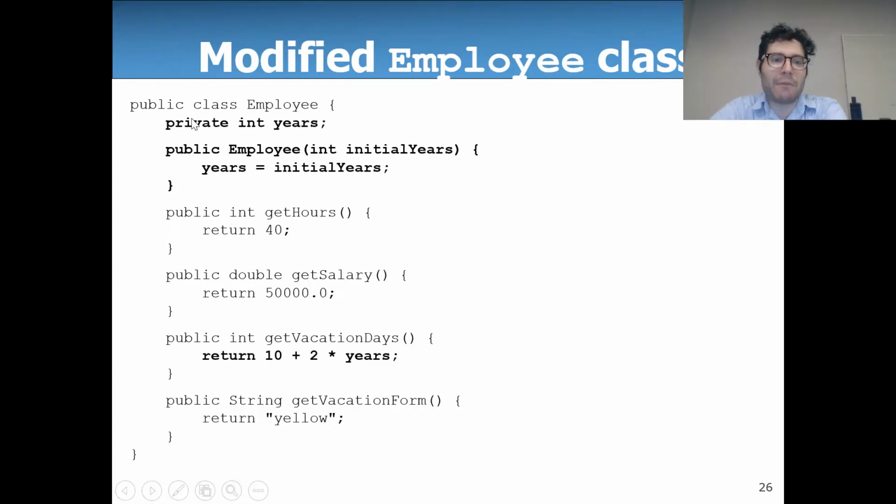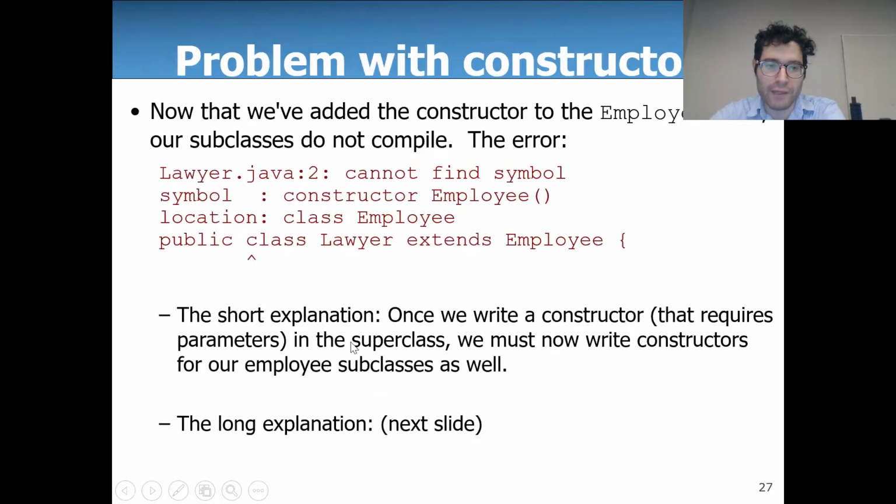So we change that: private int years. If you're an employee, we construct you with the amount of years you have, and your vacation days are equal to 10 plus 2 times the number of years you've worked. But if you try to create a lawyer, that's just not going to work.